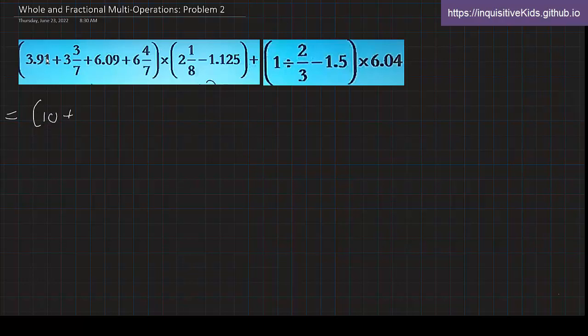Now let's look at the decimals. Let's first look at the whole parts. 3 plus 6 is 9. 91 hundredths plus 9 hundredths is 100 hundredths, which is the same as one whole. So there's another 10. See how easy that was?